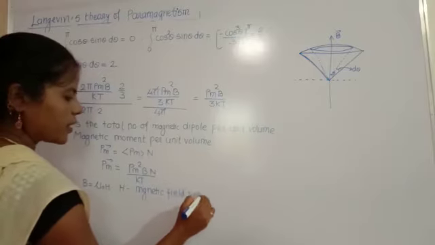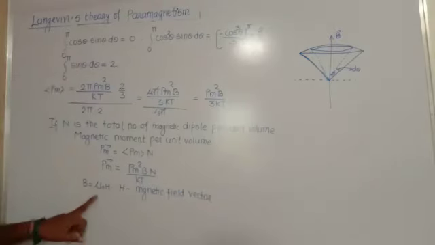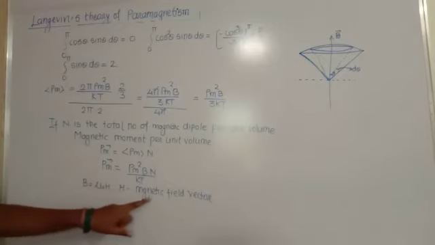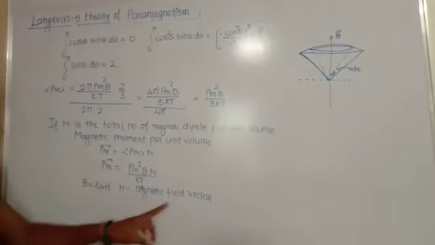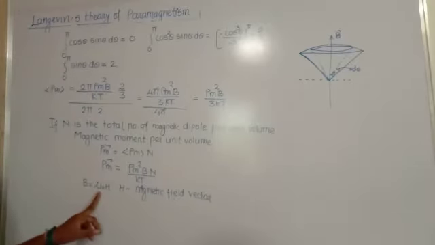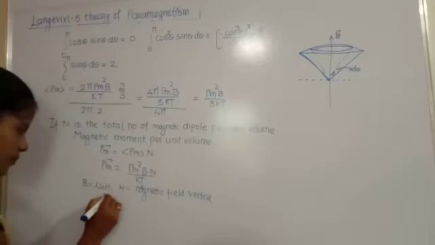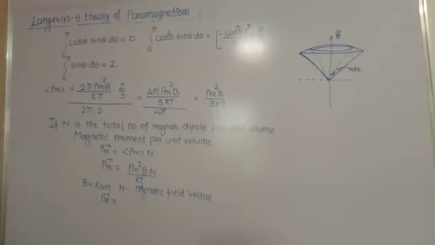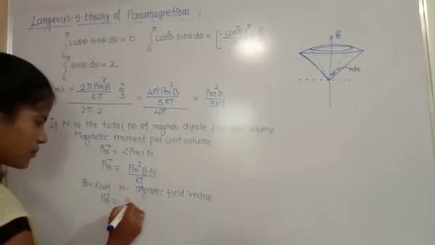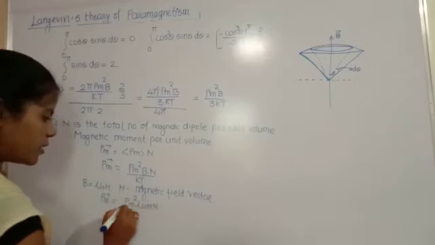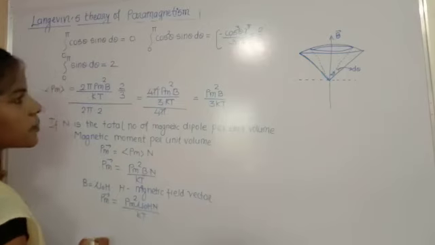We already used this equation in the Langevin theory of diamagnetism, that is B equals mu 0 H, where H is the magnetic field vector and mu 0 is the permeability of free space. Therefore, put this value of B in this equation. The magnetic moment per unit volume, Pm bar, is equal to Pm square mu 0 H into N divided by 3 Kt.